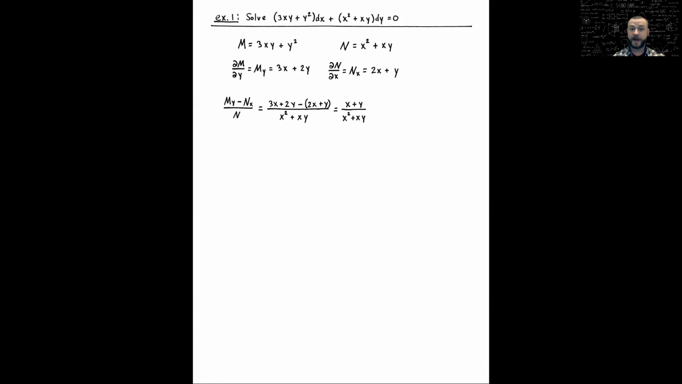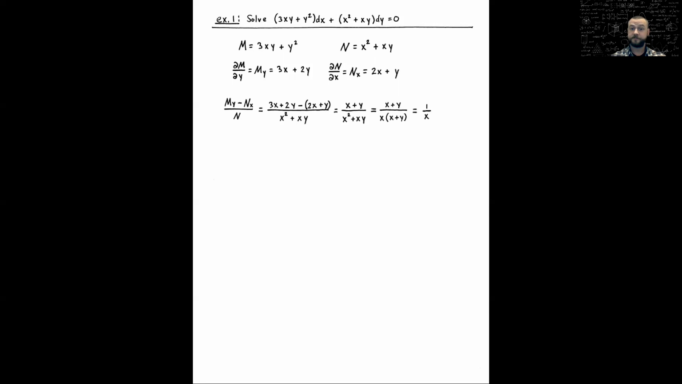All right, what can you do to that? Well, notice in your denominator, you can factor out x. Then the factor of x plus y cancels out, and we get what we want. This expression does only depend on x. All right, now this by itself is not mu. We have to take this expression, integrate it, and then put that in the exponent of the exponential function.